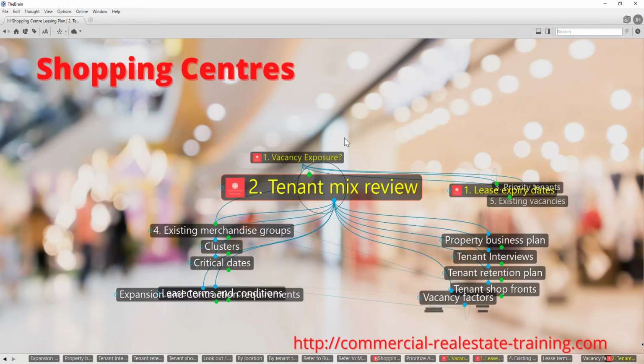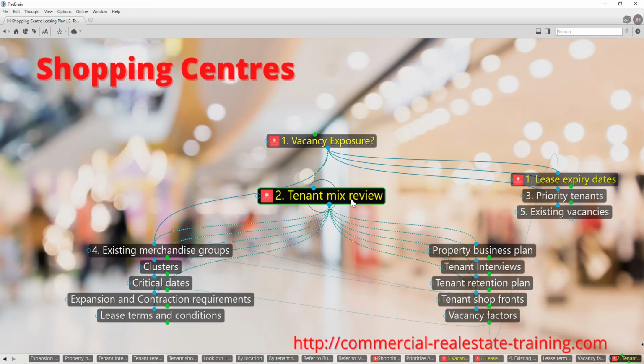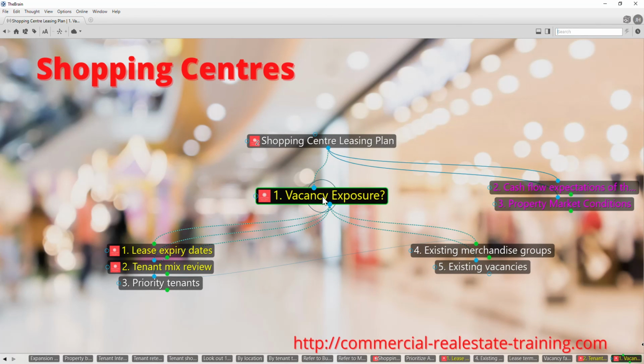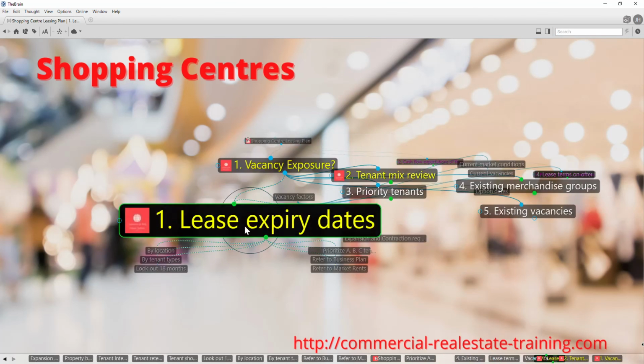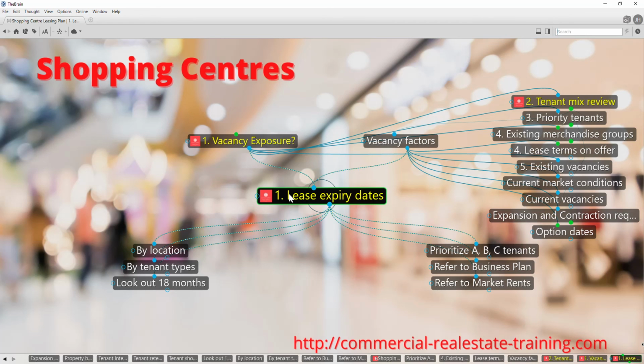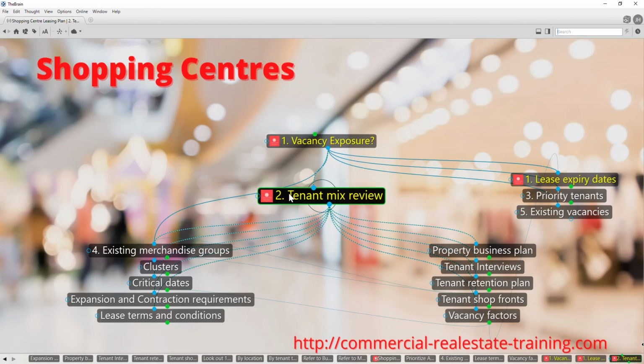So go back here again to the tenancy mix review. All of these things are part of your tenancy mix review as part of your leasing strategy for your property. So let's go back one further step so you can see how this all works. What you're doing here is looking at the vacancy exposure for your property, your shopping centre. Now, what did I say? I said, look at the lease expiry dates. Here are the categories again. Then I said, do the tenancy mix review. And here are those particular categories here.